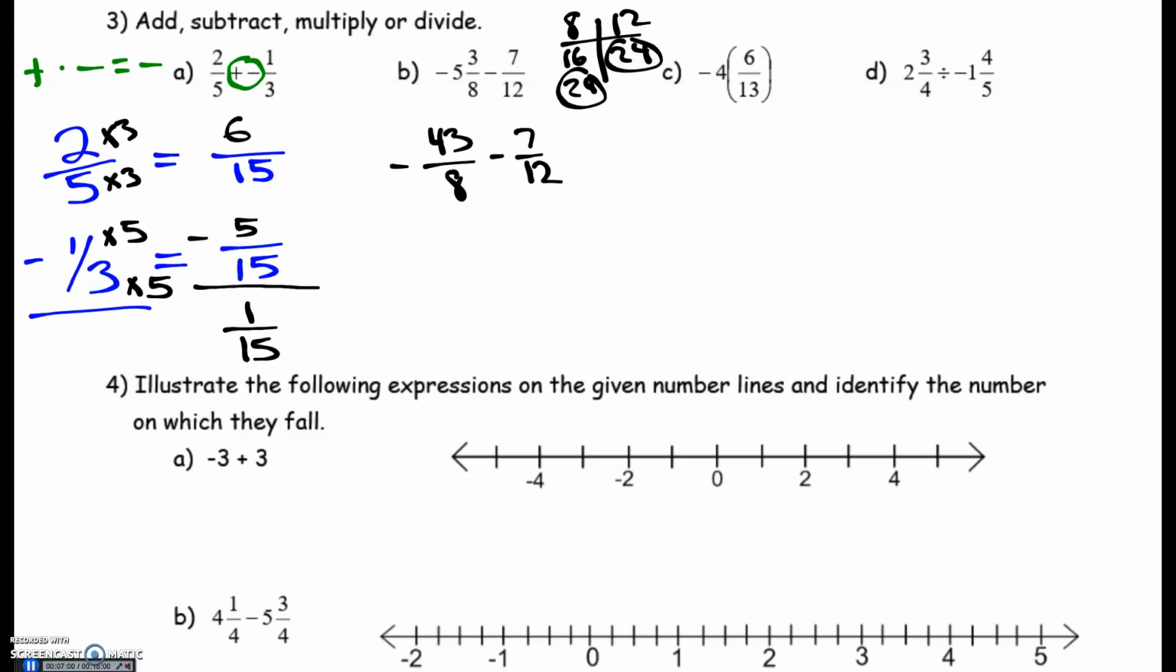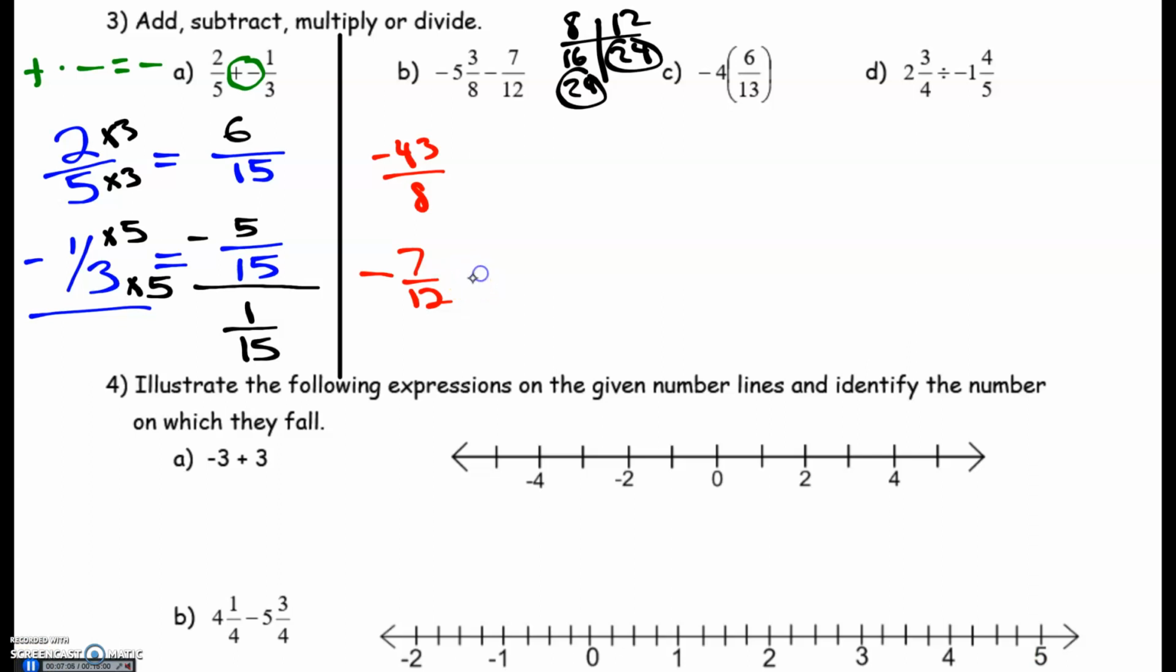Again, I love writing it vertically, so I'm just going to rewrite it vertically and begin again. Now we have our common denominator of 24. And we want to divide our common denominator by the first denominator. So 24 divided by 8 is 3. So I multiply the bottom by 3 and the top by 3. And once I do that, I end up getting negative 129 as my numerator. And over here, 24 divided by 12 gives us 2. So I multiply the top and the bottom by 2, and I get negative 14.